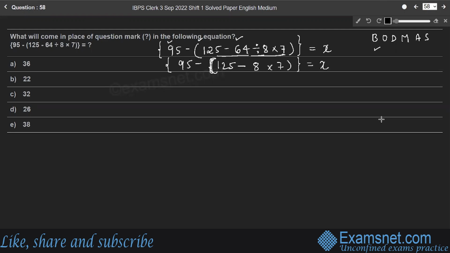is equal to x. Next is multiplication. 95 minus 125 minus 56 is equal to x. So 95 minus 125 minus 56, it is 69, is equal to x. Therefore, x is equal to 95 minus 69, which is 26. X is 26. Hence, option D is the right answer.